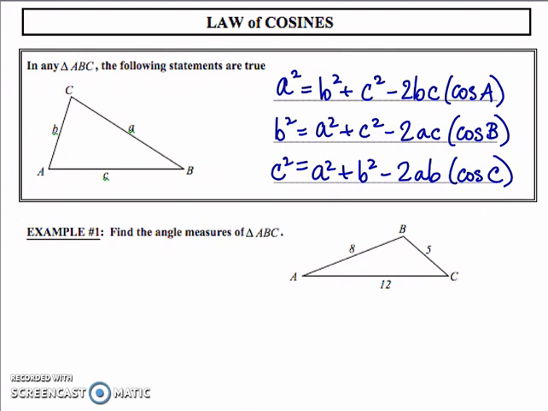So for example number 1, they want us to find the angle measures in triangle ABC, and we are given our 3 side lengths. If we want to find the angle measures, it's a lot easier if we first take a look at our equation and transform it so that we're looking at what cosine A would be equal to, what cosine B would be equal to, or what cosine C would be equal to.